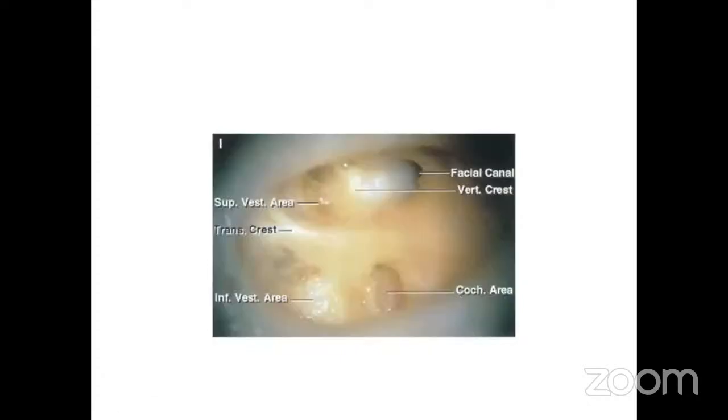In the next diagram, again, we can see the transverse crest that divides the superior vestibular area above and the inferior vestibular area below. And also this is the vertical crest that divides the facial canal anteriorly and the superior vestibular area posteriorly.